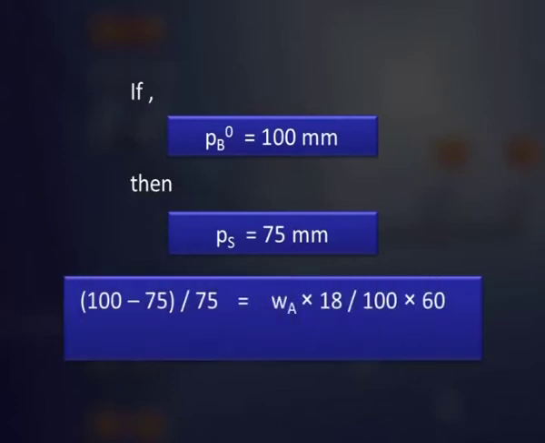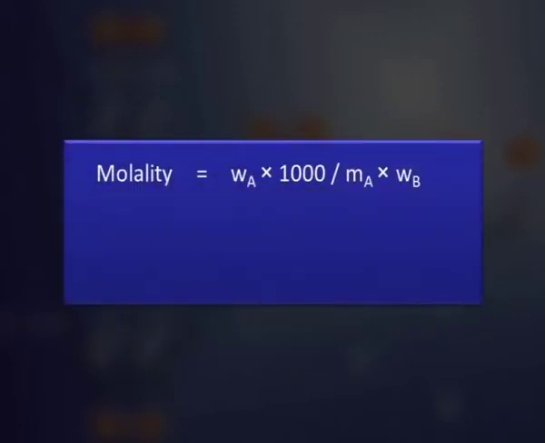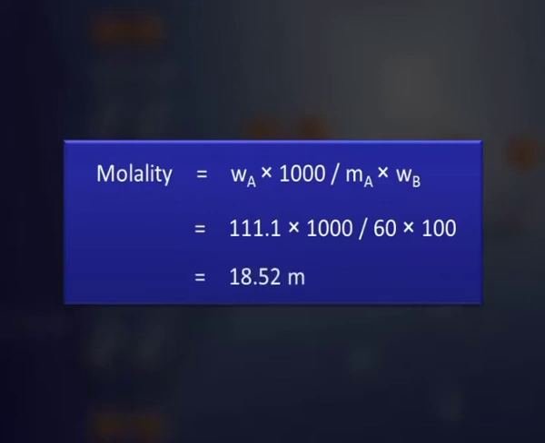Now, 100 minus 75 divided by 75 will be equal to Wa into 18 upon 100 into 60. As molecular mass of urea is 60 and molecular mass of water is 18, Wa will come out to be 111.1 grams. Molality of the solution will be equal to Wa multiplied by 1000 divided by Ma into Wb. Now, Wa, as you have calculated, is equal to 111.1, hence molality will be equal to 111.1 multiplied by 1000 divided by 60 into 100, which comes out to be 18.52 molar.